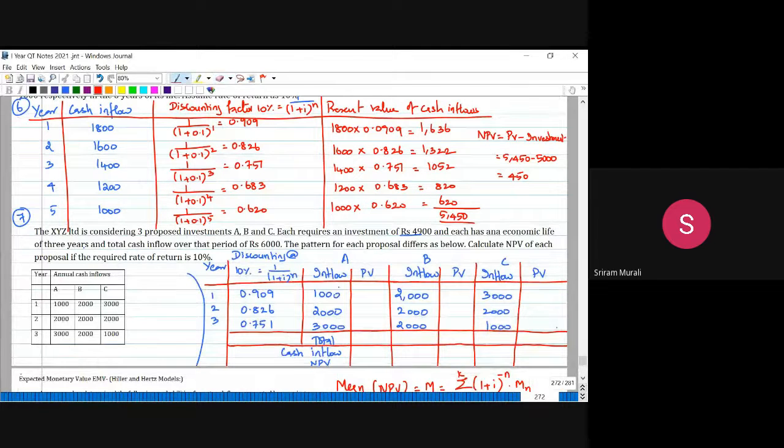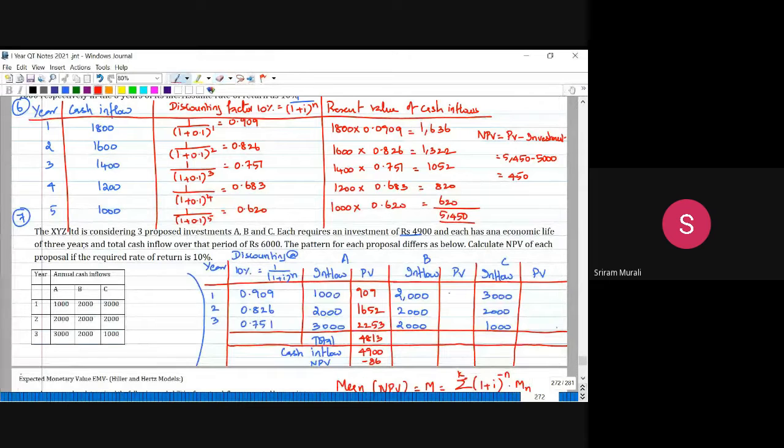Now shall I start this? Present value will be 909. I mean multiply these two, and you get this one. What is the total cash inflow? As he said, every investment requires 4,900. Net present value is minus 86. So this is a loss. Ignore.